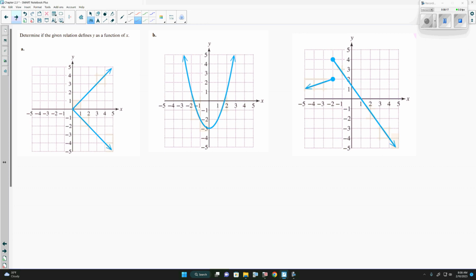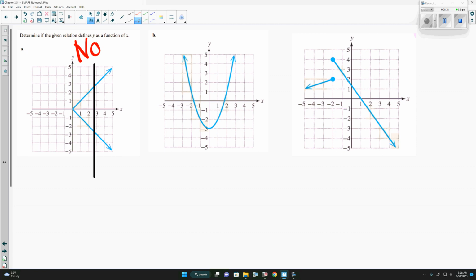Determine if the given relation defines a function, if it is a function. So what would we say? A, is that a function? No. And we know it's not a function because it does not pass the vertical line test.